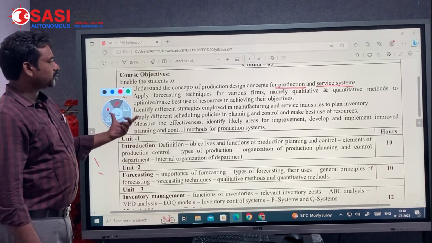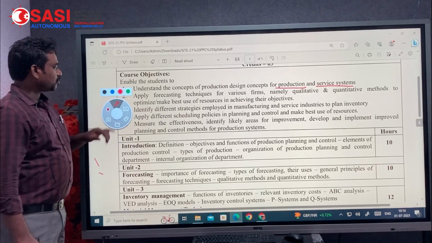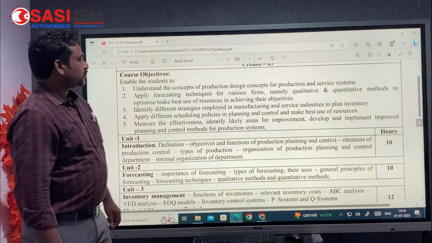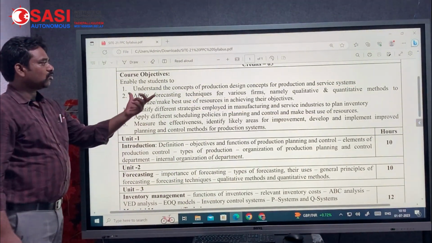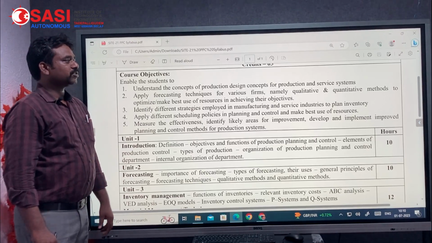In general, production systems in industries are of two different types. So we can come across the various types of industries, and what the various concepts are that generally come under a production system or a service system.